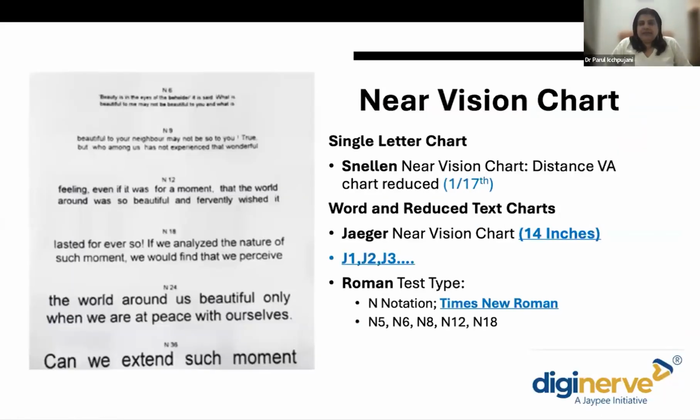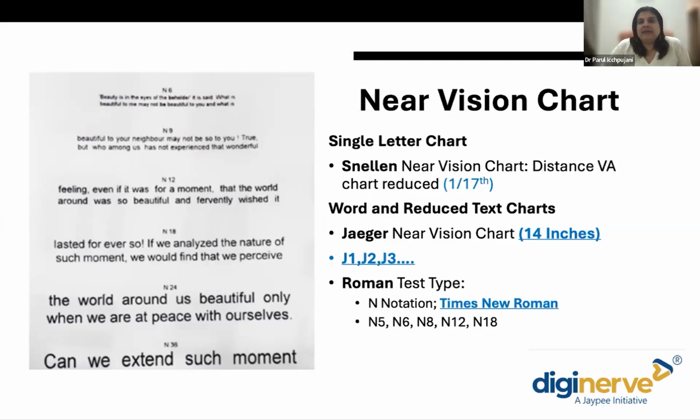Now, that was about the distance visual acuity. When we talk of near vision, as we get older and cross 40 years, we are not able to read the near words, and that's called presbyopia. So it's important to check near vision. There are three types of commonly used near vision charts. One is the Snellen near vision chart. This you have to remember. The distance visual acuity chart is reduced to 1 by 17th of its original size.